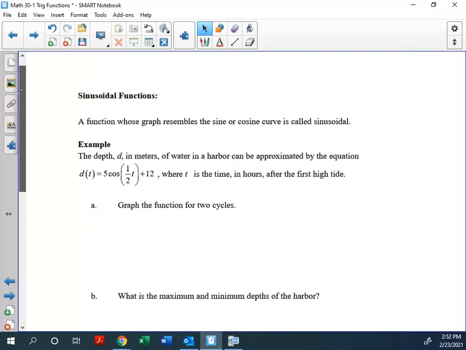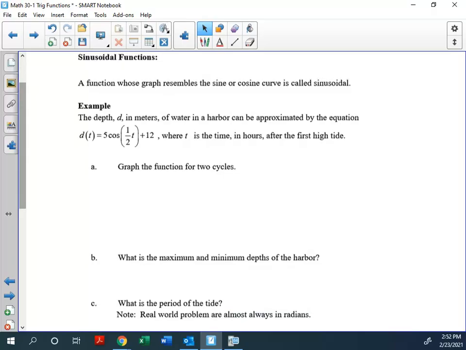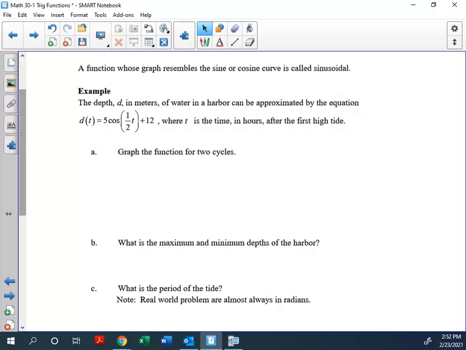Okay, let's do a practical application. One more, guys. A function whose graph resembles a sine or a cosine graph is called sinusoidal. We don't say cosinusoidal. It's just sinusoidal because it's the same graph. So, the depth d in meters of the water in a harbor can be approximated by the equation given, where t is the time in hours after the first tide. Graph the function for 2 cycles. All right.